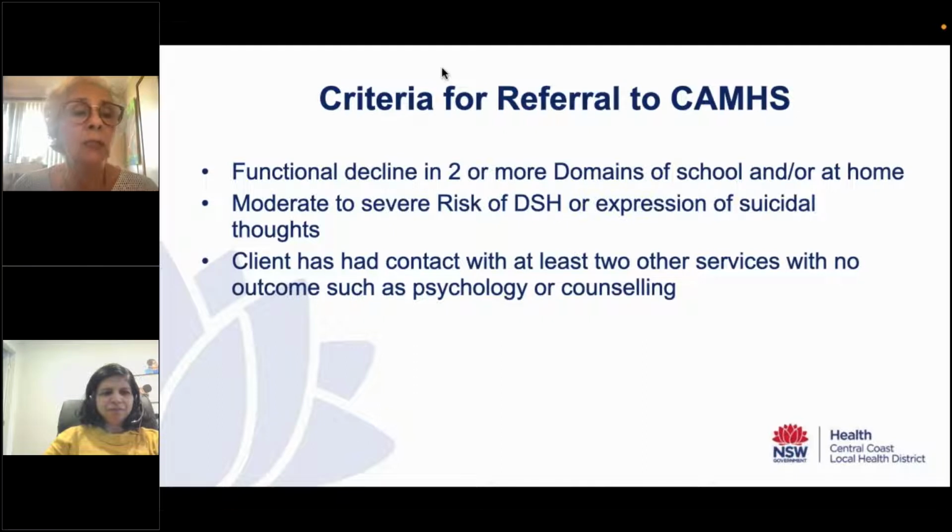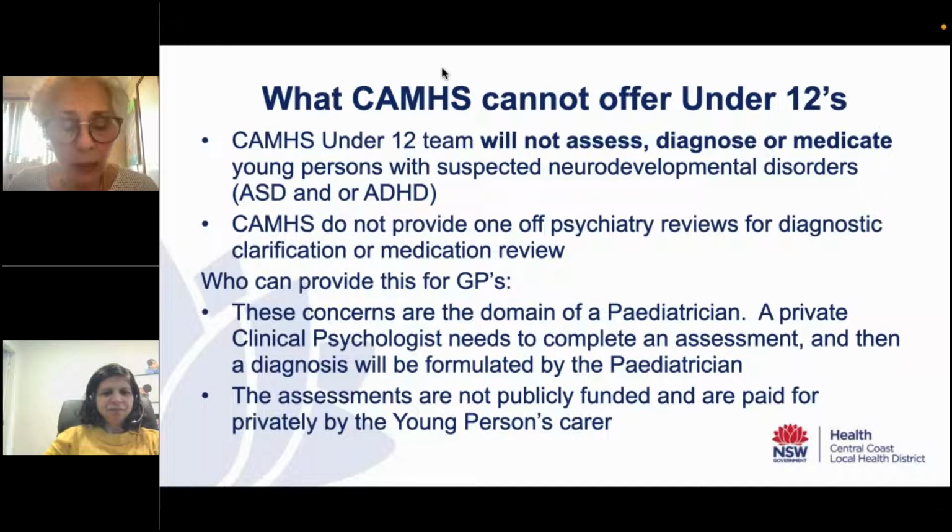Part of the referral criteria too is that the young person has to have had contact with at least two other services, such as psychology or counseling, and they were not effective. Recently, we've been having a spate of referrals from GPs for under 12s, mainly asking for diagnosis, assessment, and medicating young persons with neurodevelopmental disorders. Unfortunately, CAMS will not offer any assessment. We are unable to offer assessments, diagnosis, or medication for young persons with suspected neurodevelopmental disorders such as autism or ADHD.